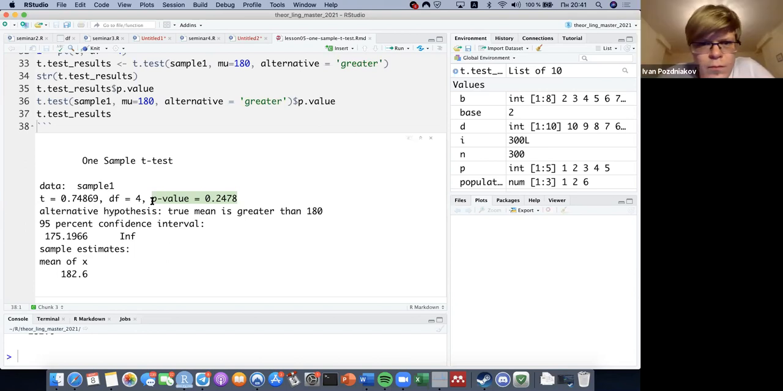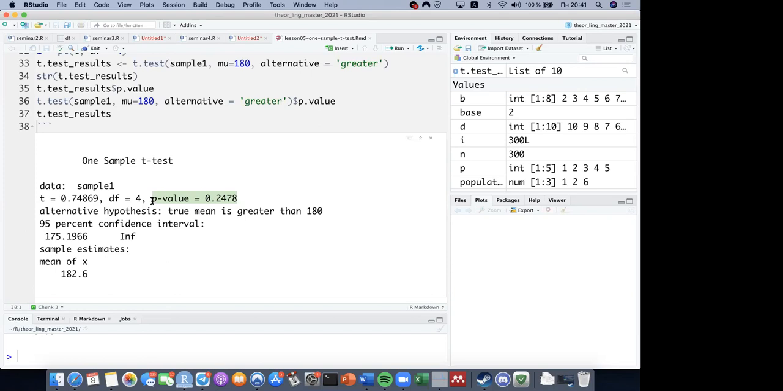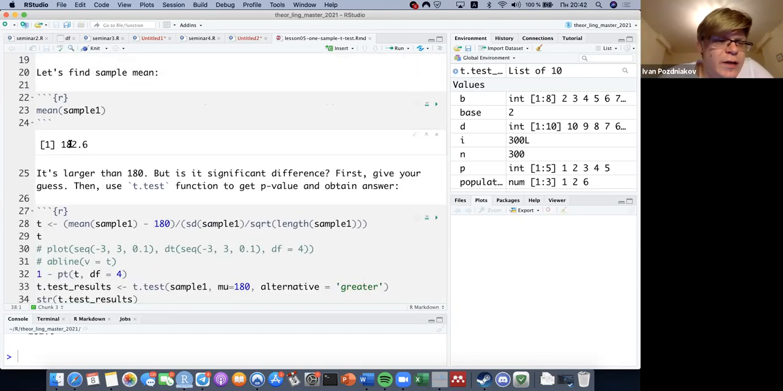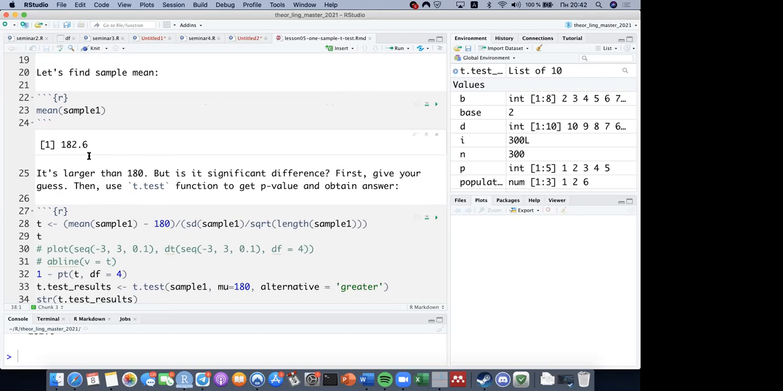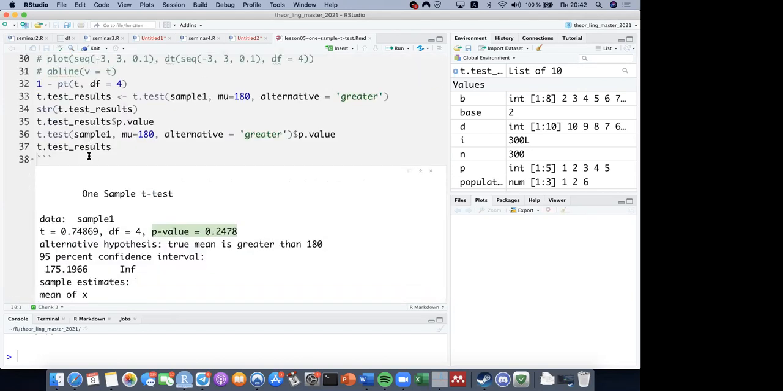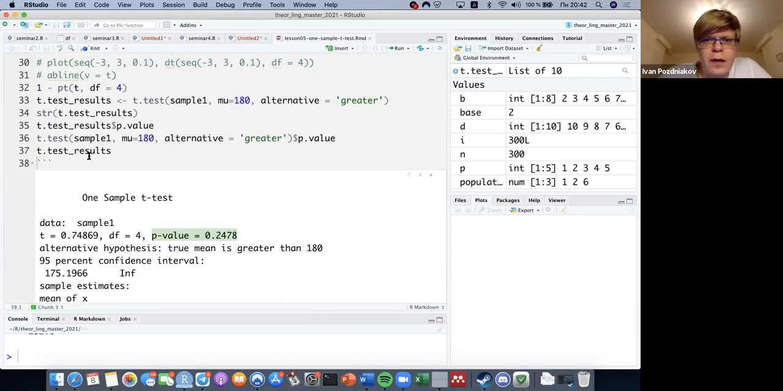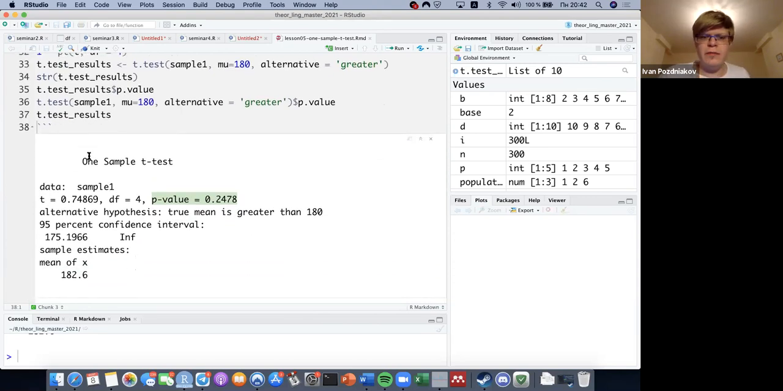Mm-hmm. So we can get 182 with probability of 24%. Well, not 182.6, but actually 182.6 and higher. Oh, yeah. That's pretty important to you. And why do you think it's high? Because it's actually, it's lower than 0.5, for example.